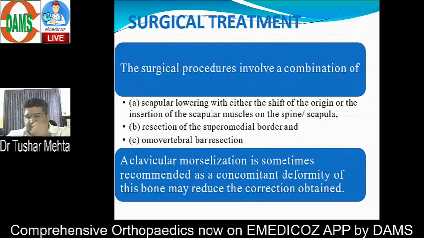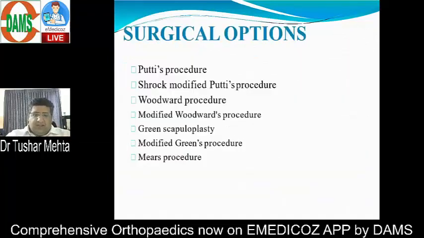The second thing is definitely the resection of the supromedial border and the omovertebral bar. That has to be done, because if you don't clip that supromedial border and omovertebral bar, then you are not going to achieve the free movement and the free abduction. I told you initially, if you remember, that in certain cases we need to perform the clavicular morselization also. So that is again an accessory step.